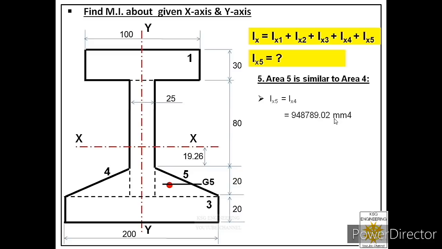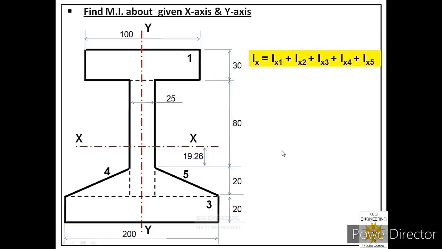Now you can see we have calculated all the unknowns in this equation. So we just have to put the values in that equation to get our first answer, that is Ix. Ix is the area moment of inertia of this whole composite area about the main axis, that is the x-axis. So we are done with the first part of this problem.